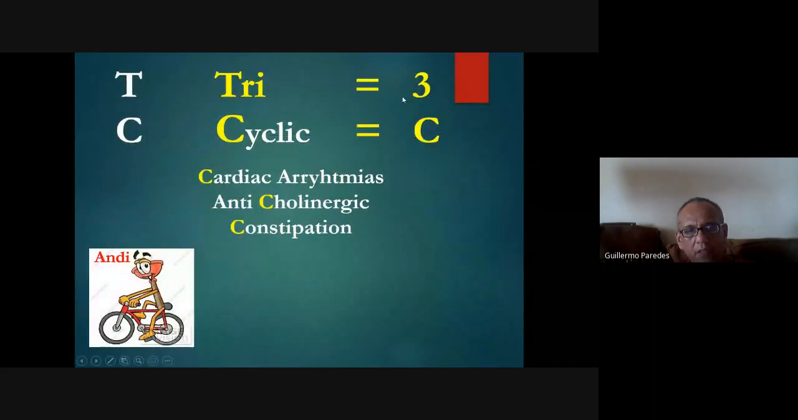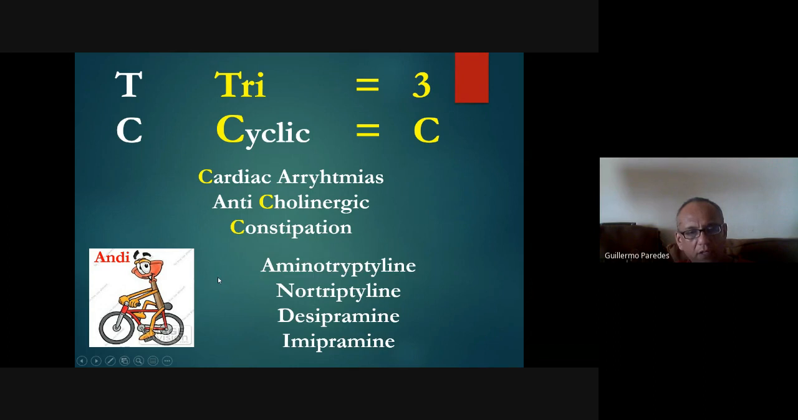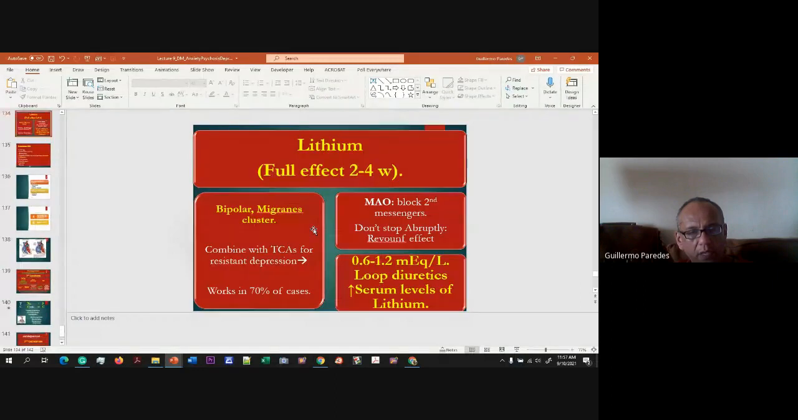Okay, so that tricyclic, just another way to remember is cardiac arrhythmias, anticholinergic, and constipation. Oh, okay, so those are the names for these guys: amitriptyline, nortriptyline, desipramine, imipramine. Imipramine and amitriptyline are basically very common. Okay? All right, so for that, we finish this portion.